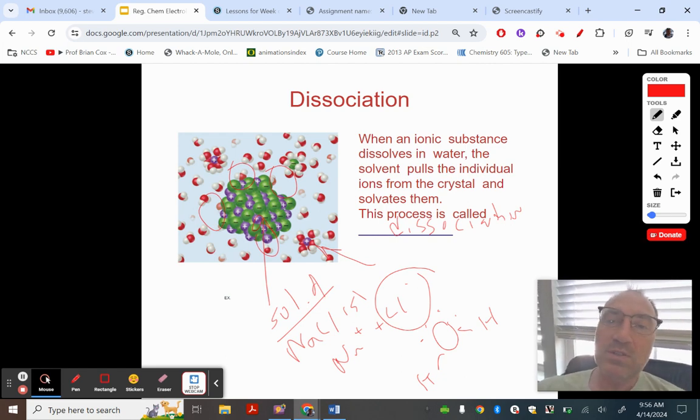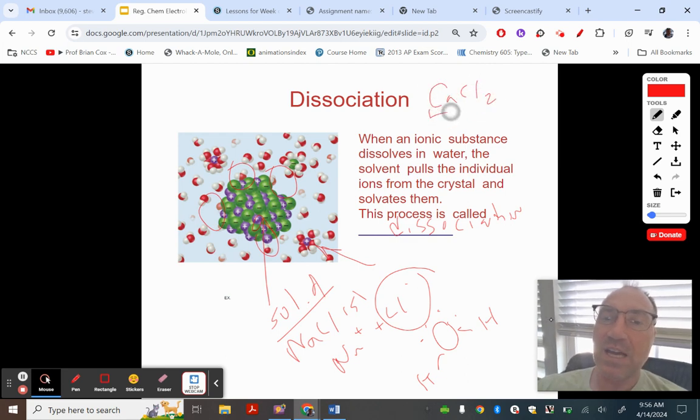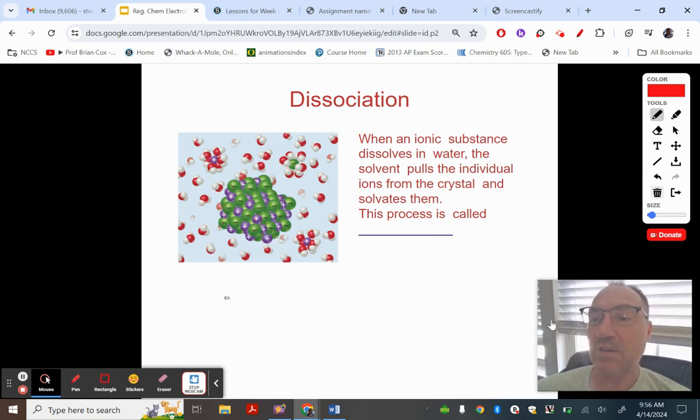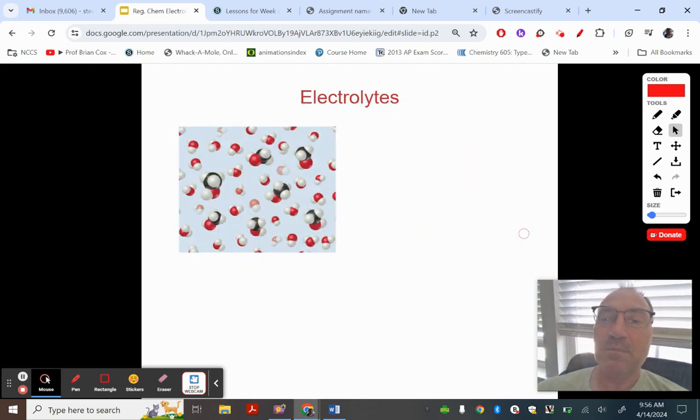So when you put a salt in water, it can be any salt. A salt by definition is just a cation, so a cation would be a positive ion, and an anion is a negative ion. When you put these in water, they actually dissolve, and these form electrolytes. And so today we're going to talk about electrolytes and what those are.